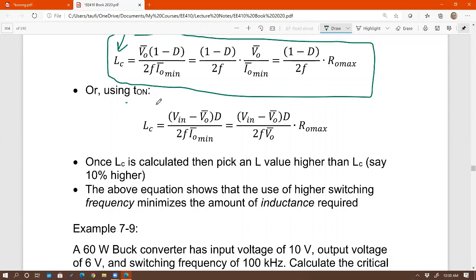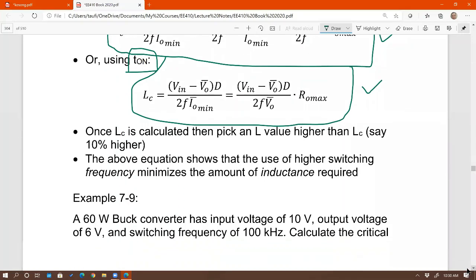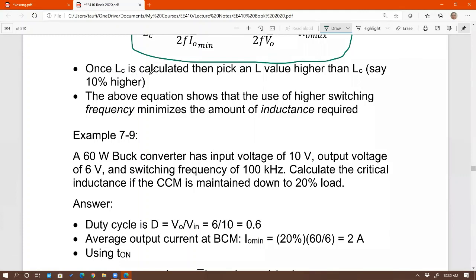I could also use T on for the equation instead of T off. The equation for LC is going to be right here if you use T on. And it doesn't matter which equation you use, T off or T on. It will give you the same value. Once LC is calculated, pick an L value higher than LC, say 10% or higher, for safety margin. Any question on that one?